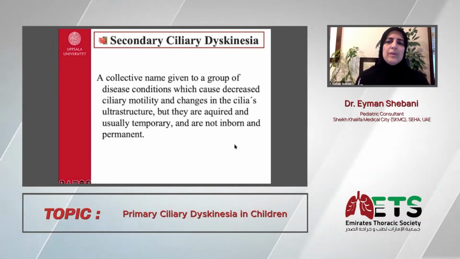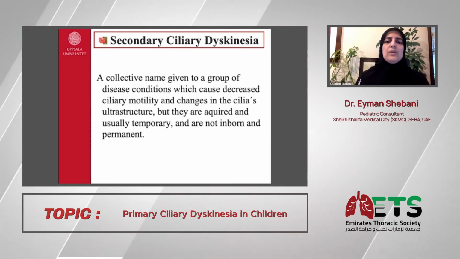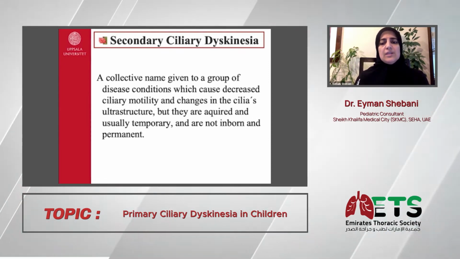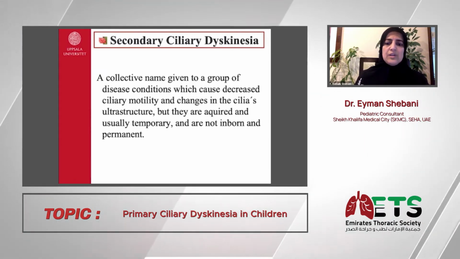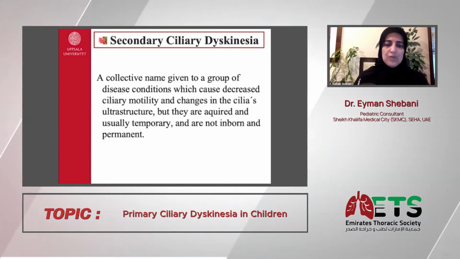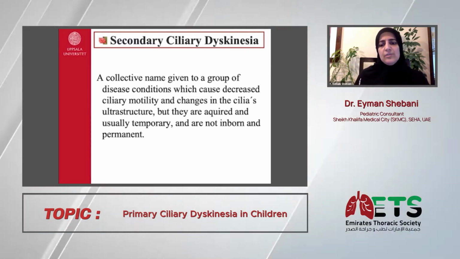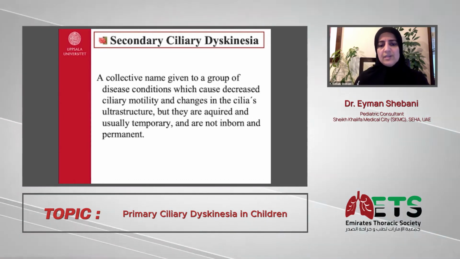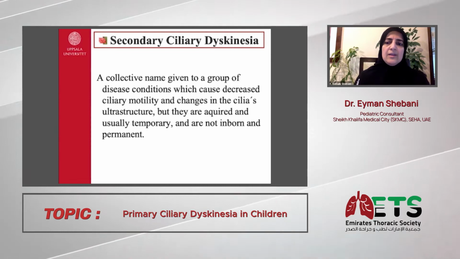And I mentioned to you the terminology of secondary ciliary dyskinesia. This is a name given to a group of disease conditions which cause decreased ciliary motility and changes in the ultrastructure. The aim of my study was to try to differentiate between the secondary and the primary when we were sent samples or trying to make a diagnosis. This secondary form is not inborn and it's not permanent. It can be reversed after treatment.